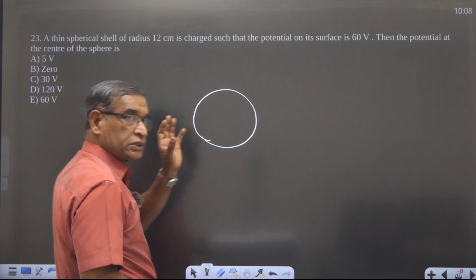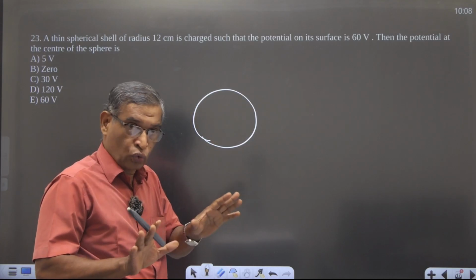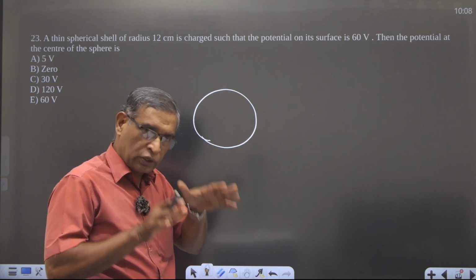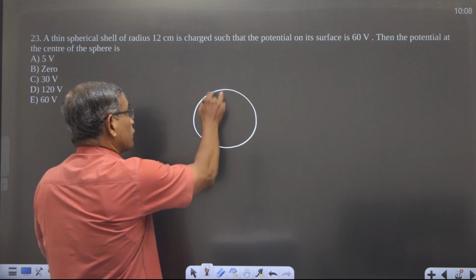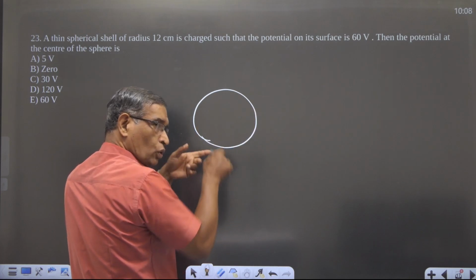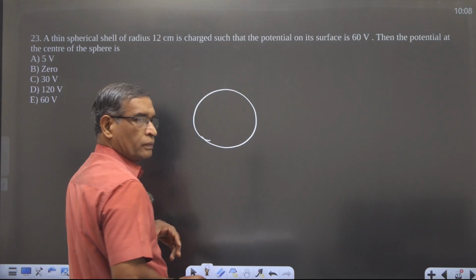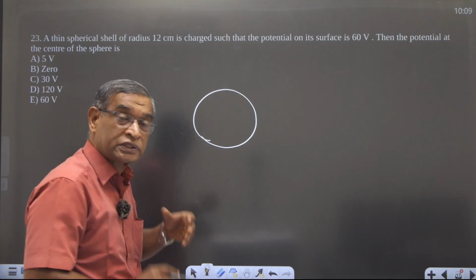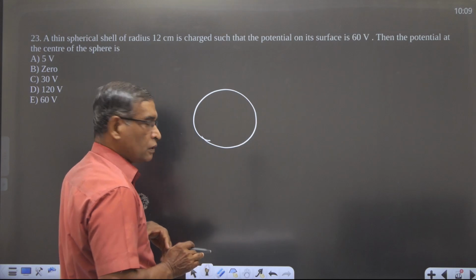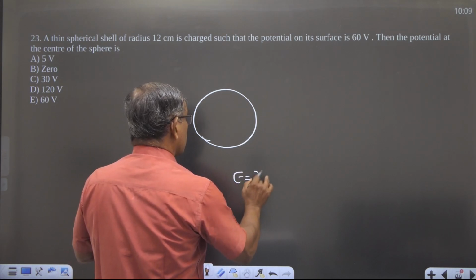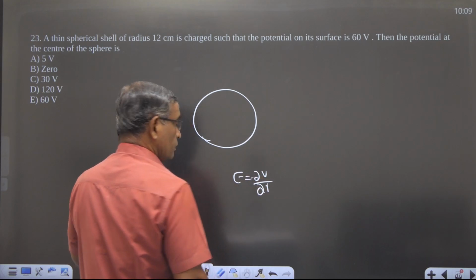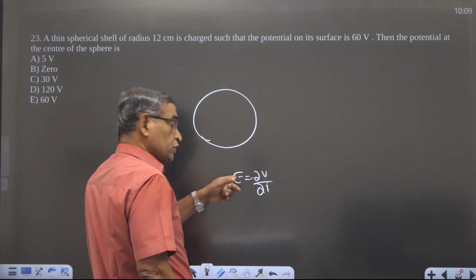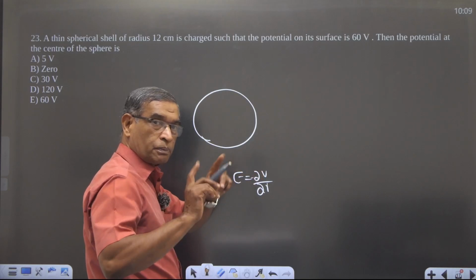When a conducting shell is charged, whether it's solid or hollow, charge will reside only on the surface. In the case of a hollow shell, charge resides only on the surface, and electric field intensity inside is 0, and therefore potential is constant everywhere. Because E is equal to minus dV by dr, if electric field intensity is 0, dV is equal to 0. Therefore, change in potential is 0.